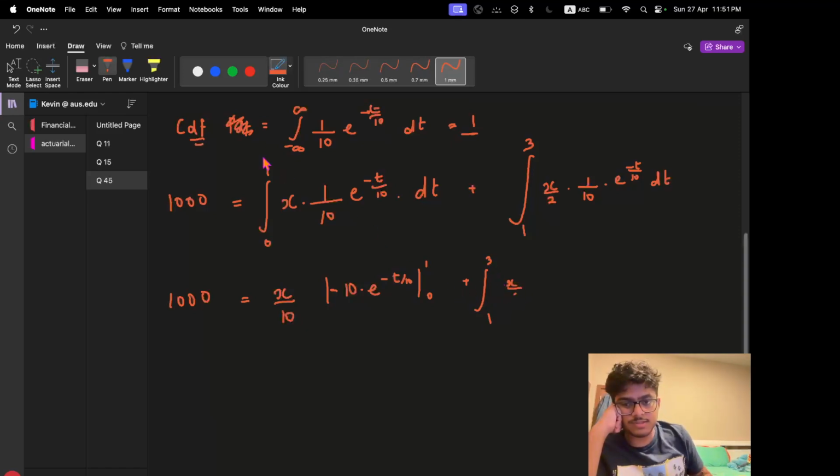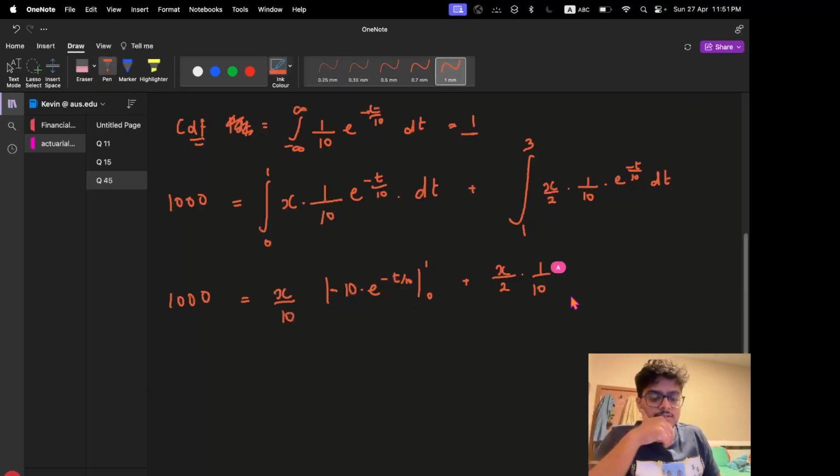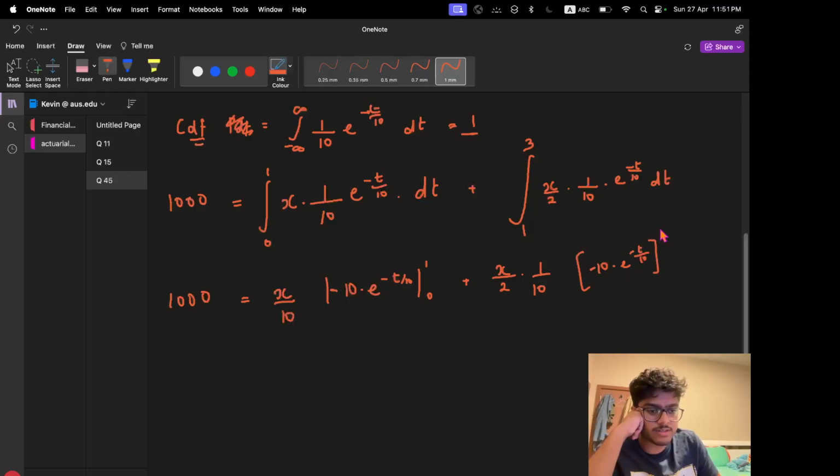Let's just fix the pen. I don't think it got ruined again. So obviously over here, what can you take out? You can take out x by 2, 1 by 10. Then you get, let's not put the integral back. On Windows, if you just scratch on it, it'll erase. So anyway, we get the same thing, a minus 10 e to the minus t over 10, from 3 to 1.